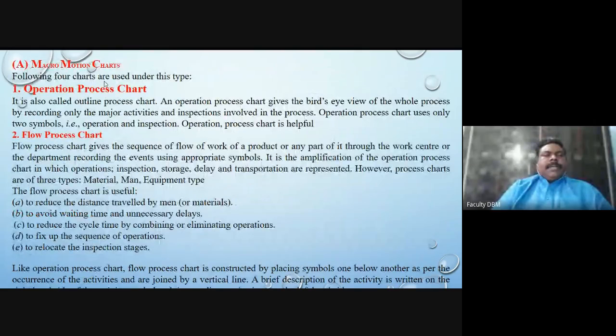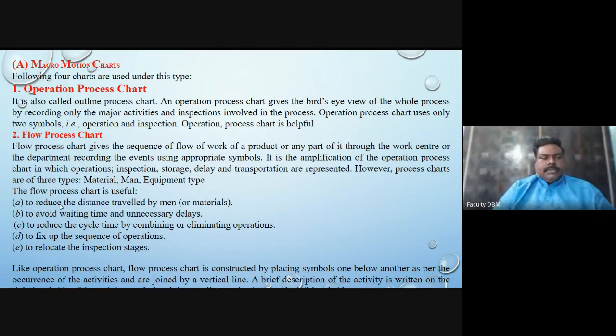So here, among the charts, we have the operation process chart. We get a bird's-eye view of the whole process, like operation and inspection; the operation process chart will be helpful. Flow process chart: in this we see operations, inspection, storage, delay and transportation represented. There are three types, that is material type, man type and equipment type. Means a material chart will be there. We have some symbols, which I will show on this slide.